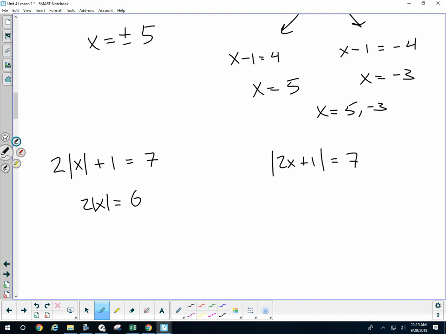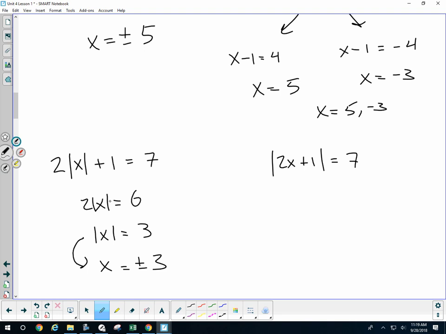All right. So for the one on the left, I subtract 1. I then divide by 2. Now here, a lot of people are stopping here and saying absolute x equals plus or minus 3. This is a key step. Whenever you have an absolute value isolated, you can get rid of the absolute value so long as we understand that our answer inside the absolute value could either be the positive or the negative value that we're looking for.